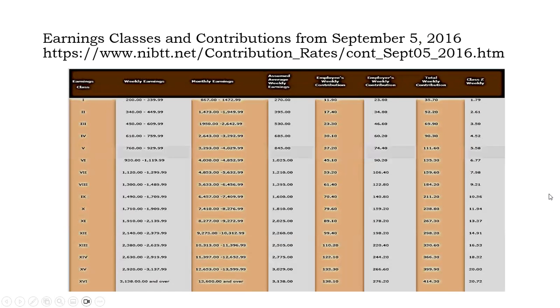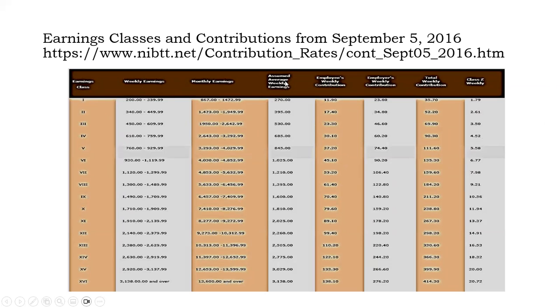All right. This first slide talks about the earnings, classes, and contributions using the current table that NIB uses, which is dated September 5th, 2016. Now, let's go through each column. The first column talks about the earning classes. This all depends on the weekly earnings that you make. All you got to do is just look at the table, right? You'll see all the various figures available. And also the monthly earnings as well, which comes into this column.